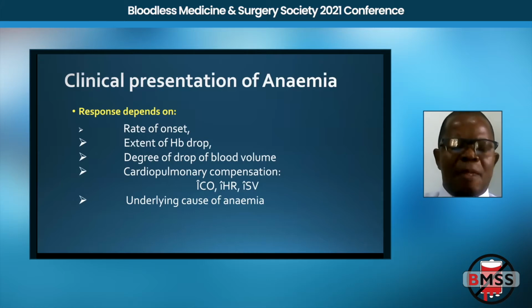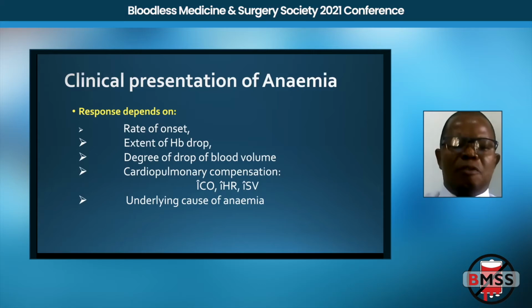Like in a surgical state, the patient is bleeding. Do we pour more blood inside as in transfusion, or look for ways to stop the bleeding? The extent of hemoglobin drop, if it is gradual, adaptation takes place. The degree of drop of blood volume, like I've just said, if it is drastic, of course, the body will respond, but the best is to stop the loss of blood volume.